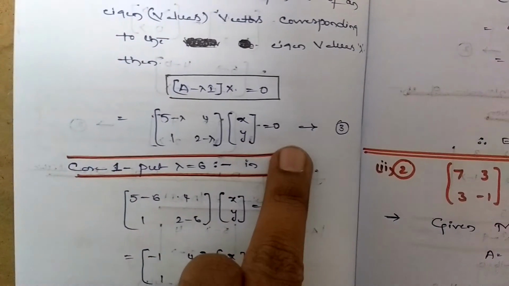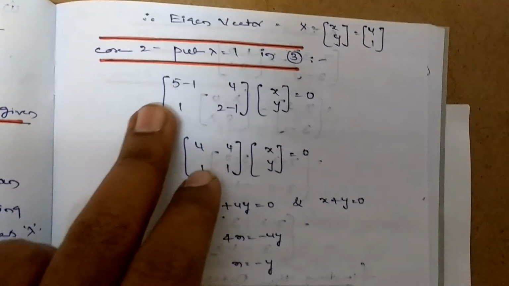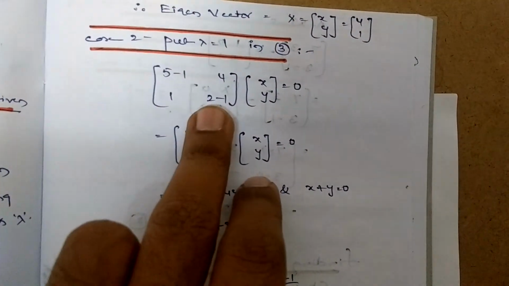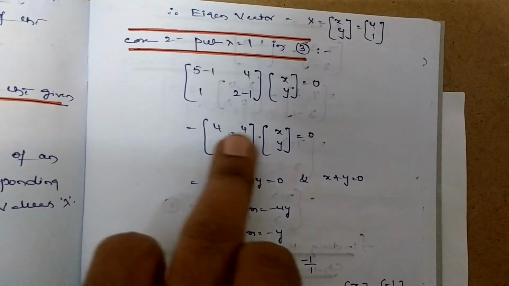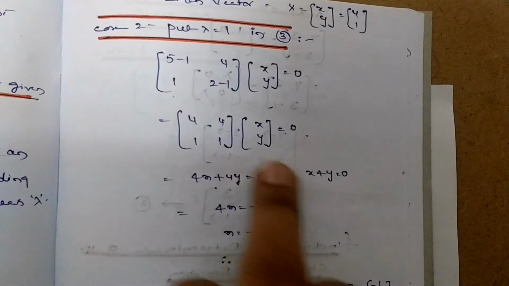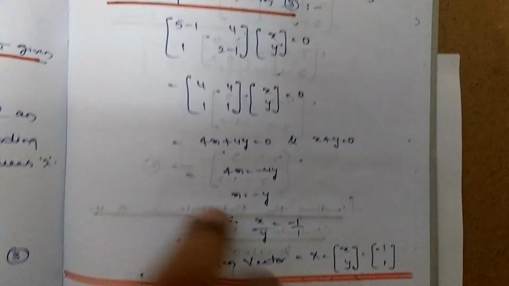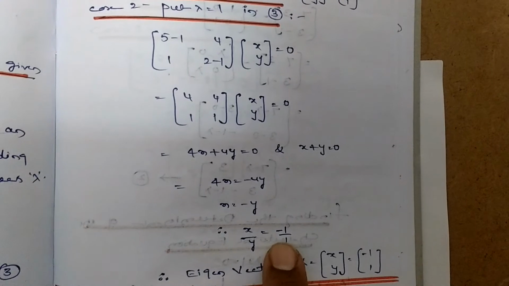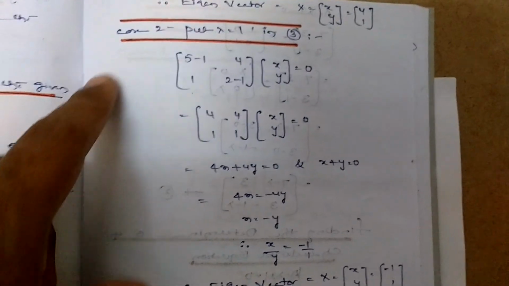Okay, again in case 2, put lambda equal to 1 in the equation 3. What do we get? 5 minus 1, 4, 1, 2 minus 1, and x, y. Okay, then what we get here: 4, 4, 1, 1, x, y. Now 4 into x plus 4 into y, 1 into x plus 1 into y. If you simplify, you will get both the same. Where the x and y values are, x is minus 1 and y is 1. So these are the eigenvectors of the given matrix A.